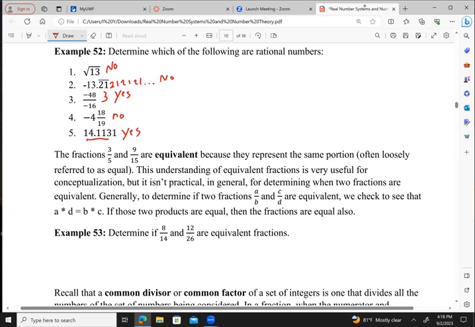Generally, to determine if two fractions a over b and c over d are equivalent, we check to see if a times d equals b times c. If these two products are equal, then the fractions are equal. So we take 8 times 26, which is 208, and does that equal 14 times 12, which is 168? Well, that's not equal, so no, they are not equivalent fractions.